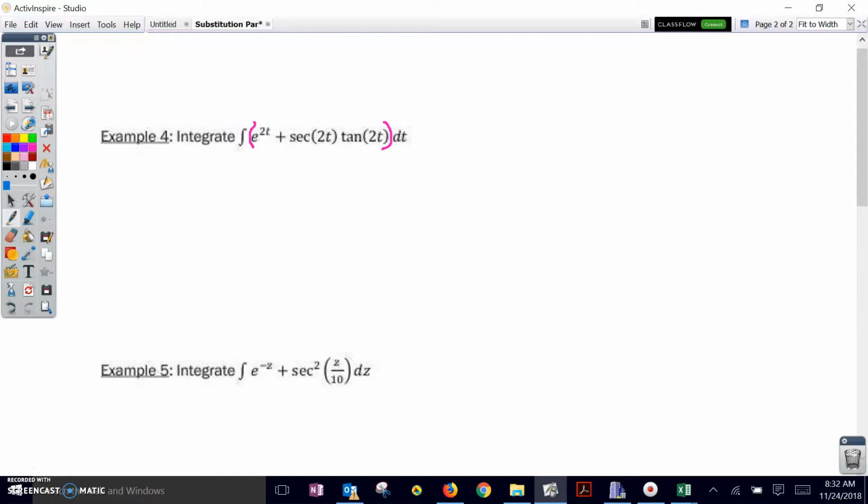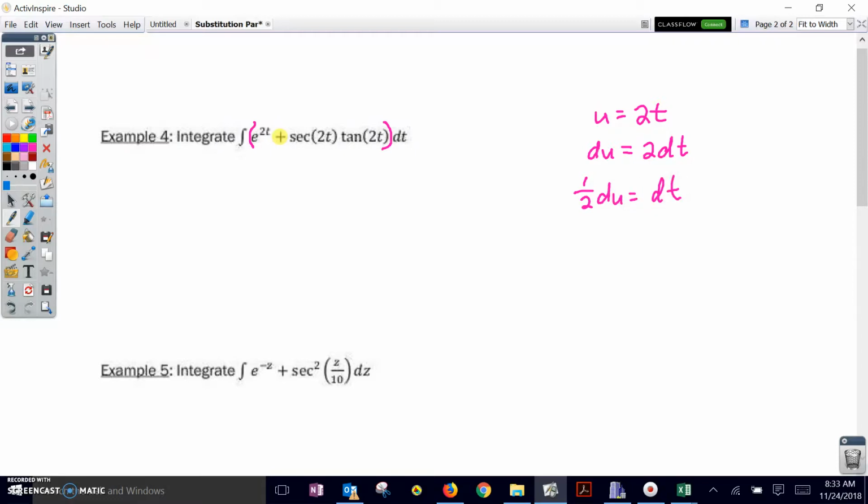Now I want to make a substitution here, and we've got the sum of two things, so I could opt to break this into two different integrals right off the bat, but I'm not going to do that in this particular example because I'm going to make the same substitution for both of these. I'm just going to substitute u is equal to 2t, because then du is equal to 2 dt, and dt is equal to 1/2 du.